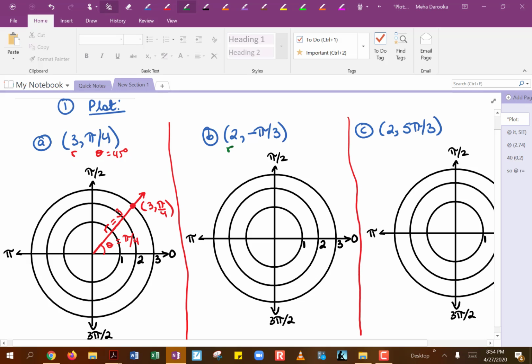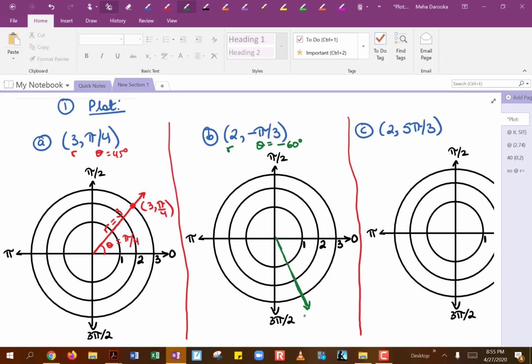So again, my r value is 2. Theta is negative pi over 3. Now remember, pi over 3 is 60 degrees, so negative pi over 3 will be negative 60 degrees. So let's see, where does that angle fall? We are talking about negative 60 degrees, probably somewhere here. Do your best to be at the right angle. It's not going to be accurate since we're not using a protractor here, but try and get your best estimate of where this should be.